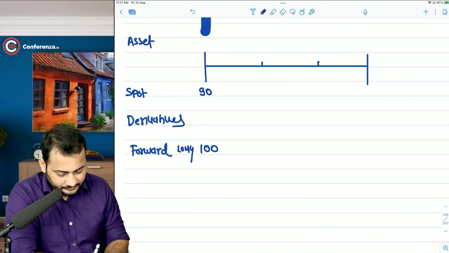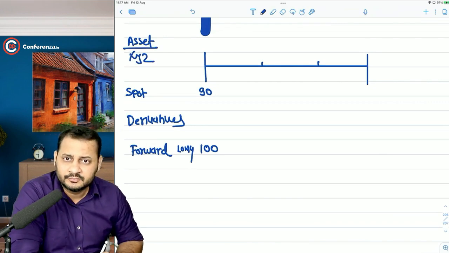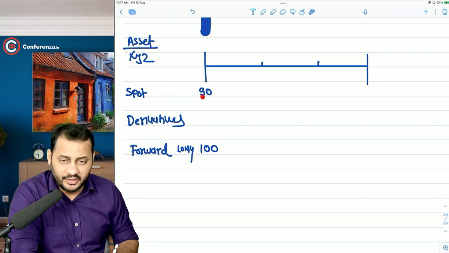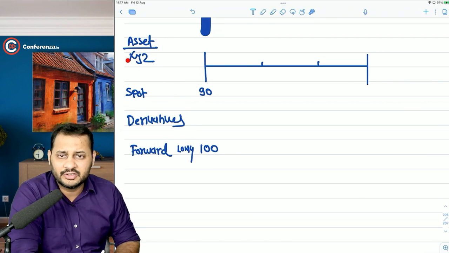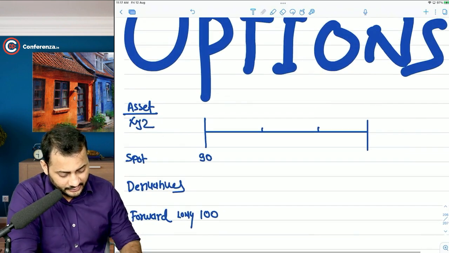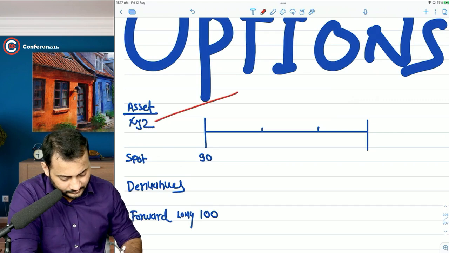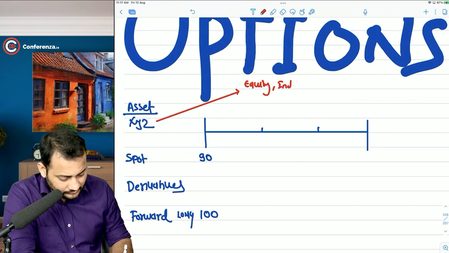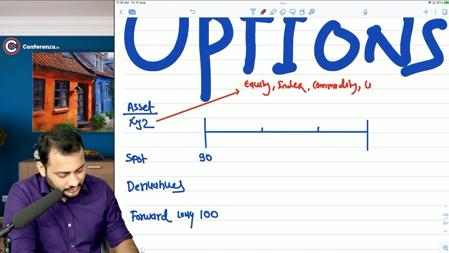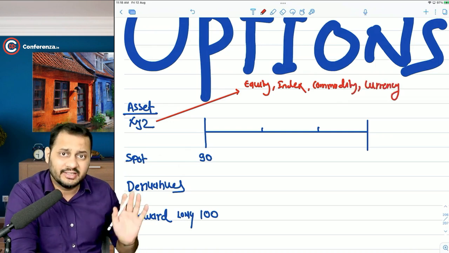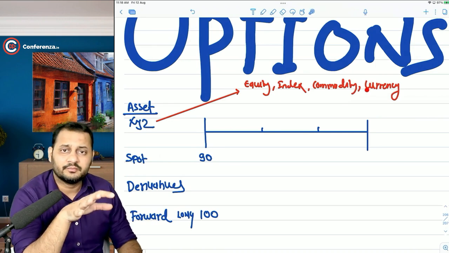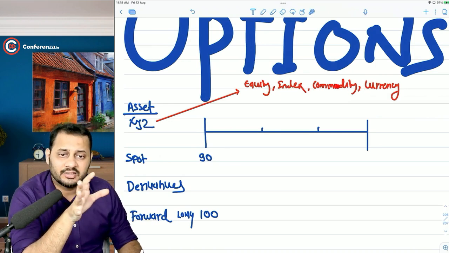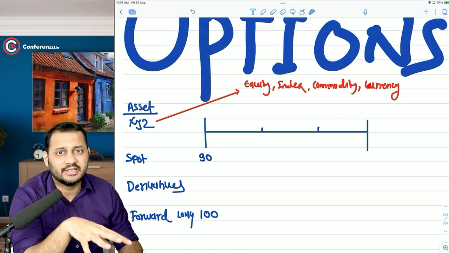This is asset XYZ. This is the spot price of this asset. 90 is the spot price of this asset. 100 is the forward price of this asset. And this asset can be, let me be very clear, equity, index, commodity, currency or any other thing. But these are the four major things that you discuss in our finance syllabus.